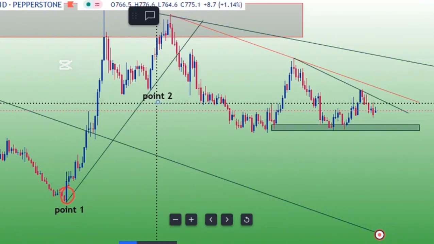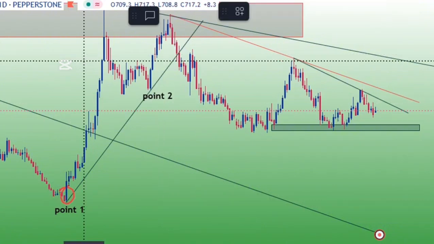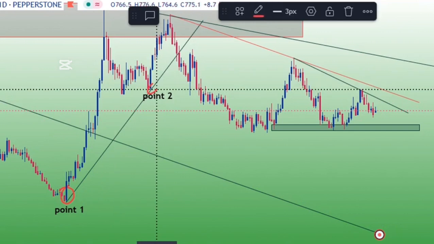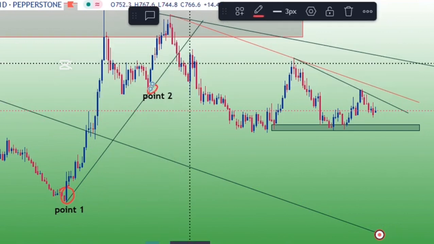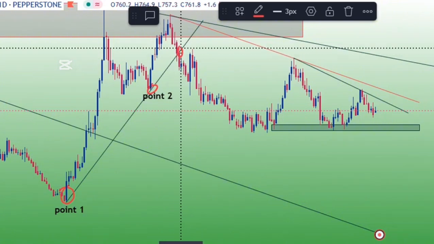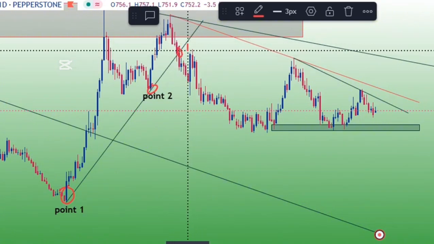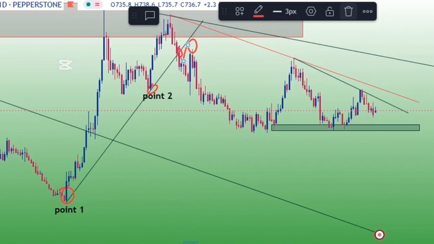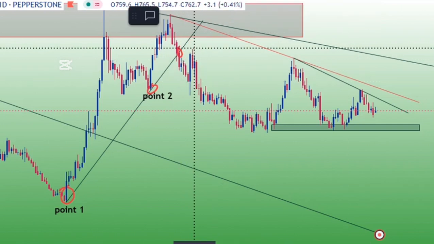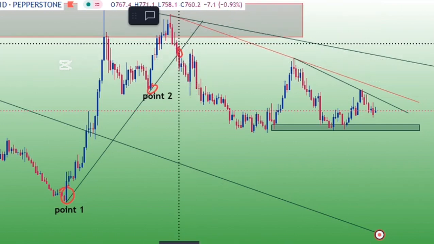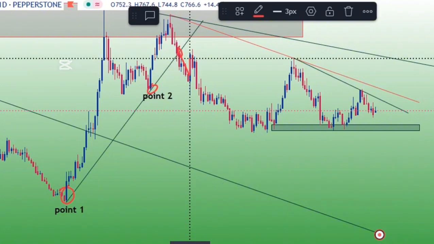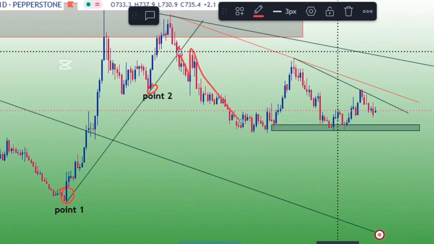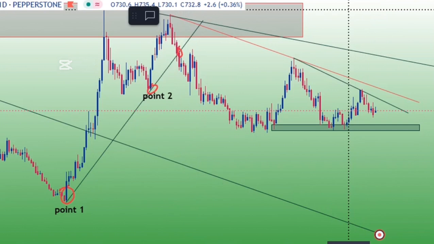So I will use this one as my point 2 here. So this is my point 2. I'll start from some previous highs and lows. So let's say when the market was here, using my trend line, this is my point 1. I'll now take my point 2 from here. Now this is my point 2. I'll mark it out so you see what I'm saying. This is my point 2 touch of the support trend line.